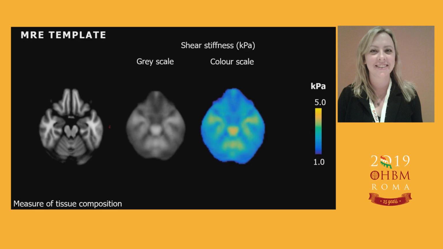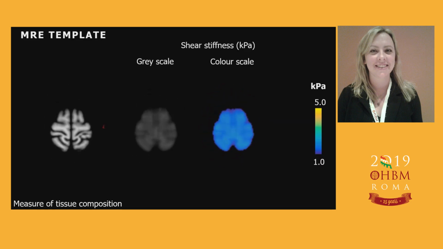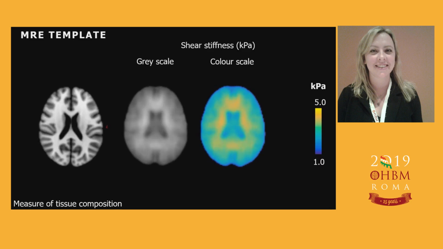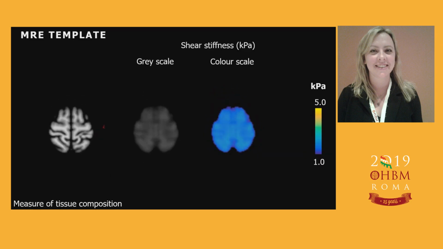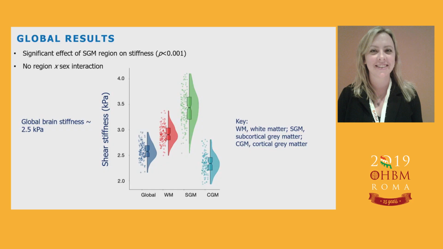Here you can see on the left is a standard 2 millimeter template. The image in the middle is the grayscale version of the stiffness map, which is shown between 1 and 5 kilopascals. The middle and the right image are the same, just with the color scale. You can see that there are distinct regions of higher stiffness and lower stiffness, and these are quite symmetrical. I should mention that was the mean, the average of all the 134 subjects.